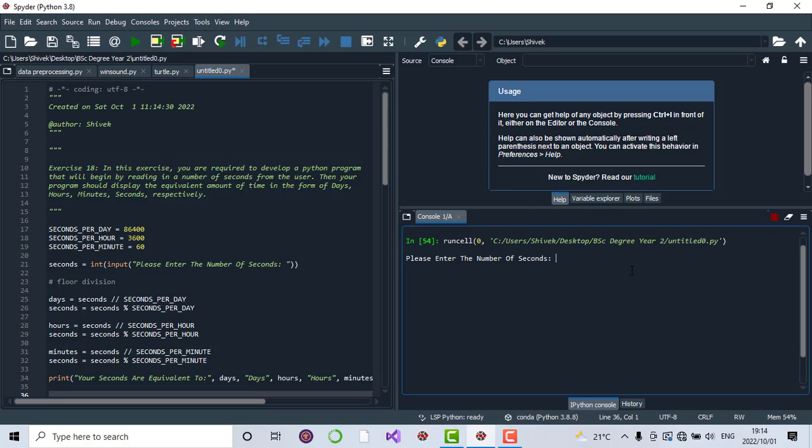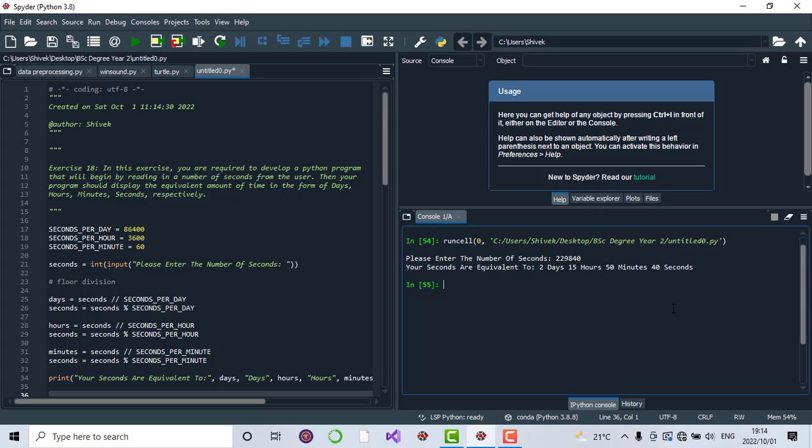Please enter the number of seconds. I'll do a 229840, and it tells me your seconds are equivalent to 2 days, 15 hours, 50 minutes, and 40 seconds. So, I'm unsure if this program is correct or not. So let's actually do the math manually, right?